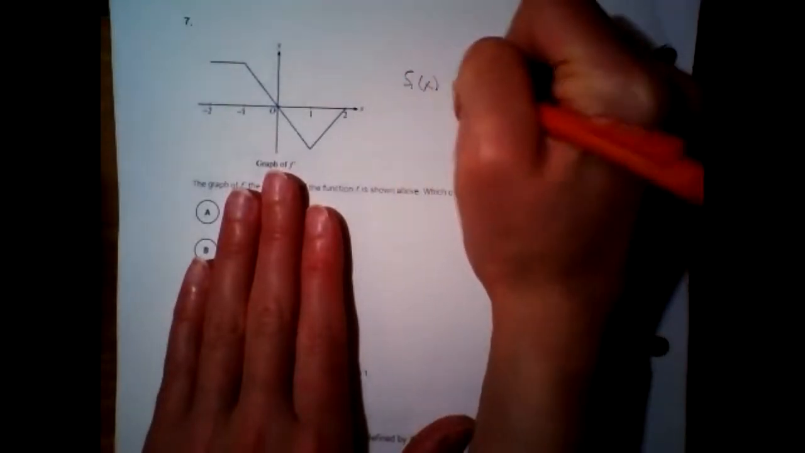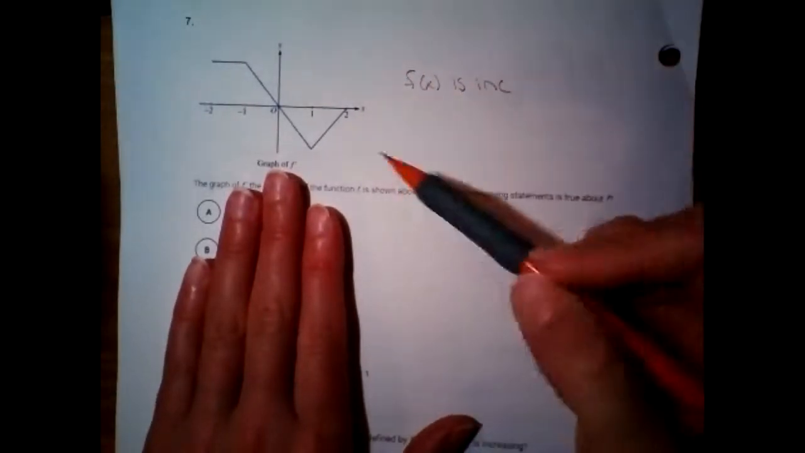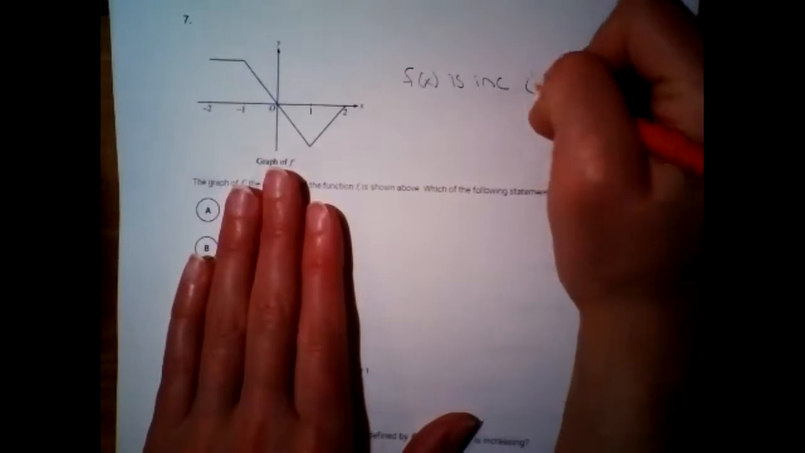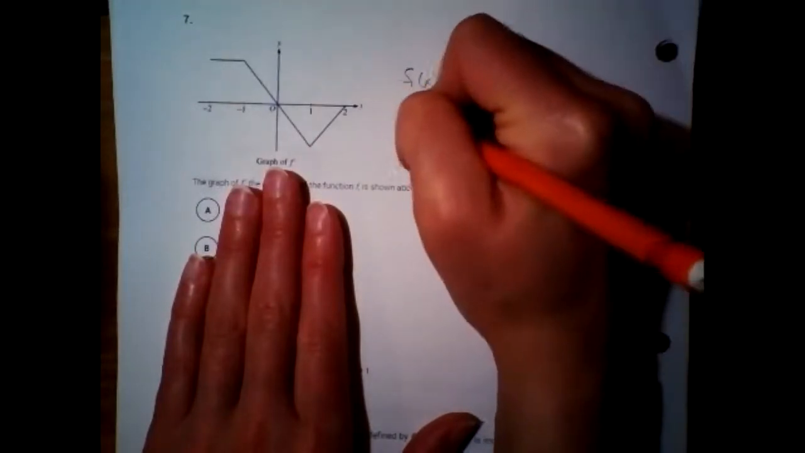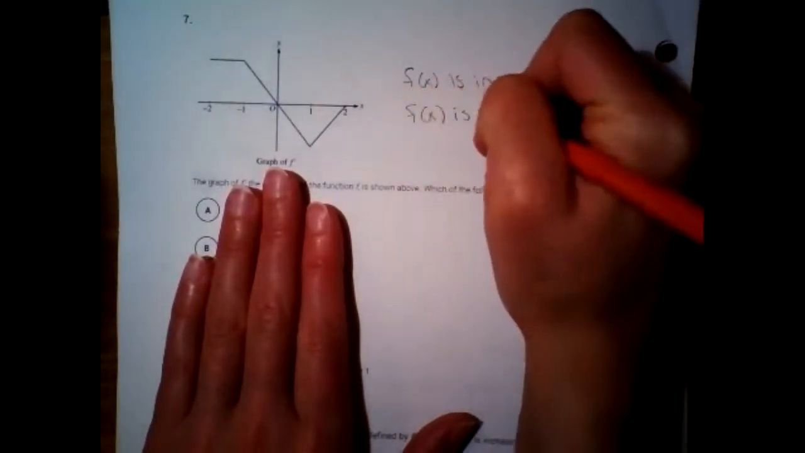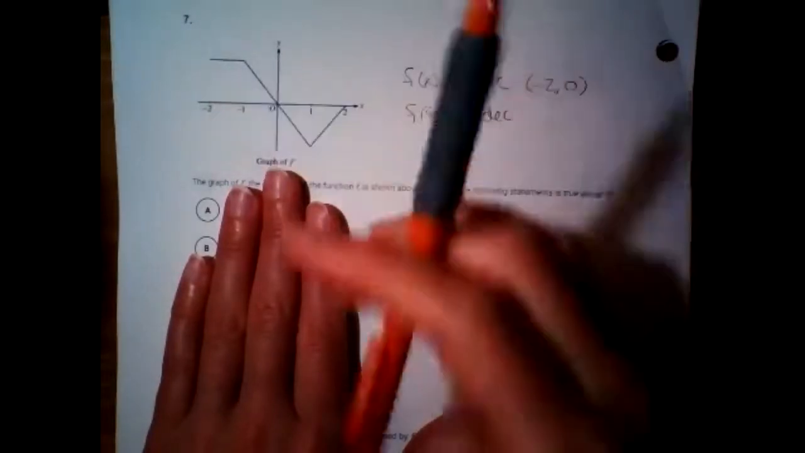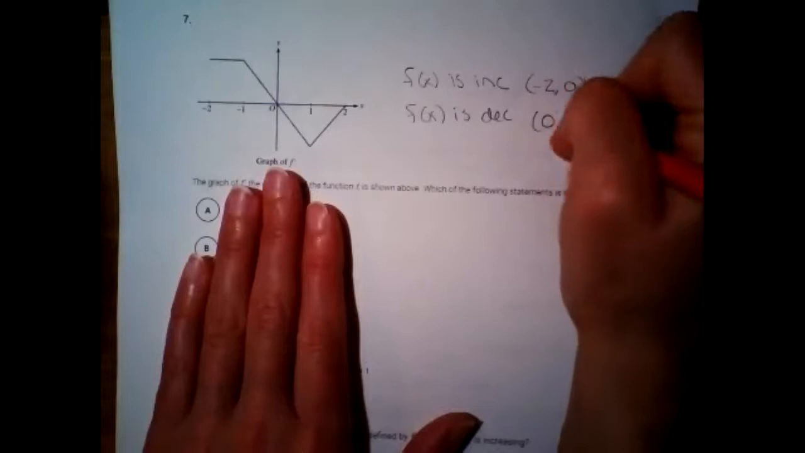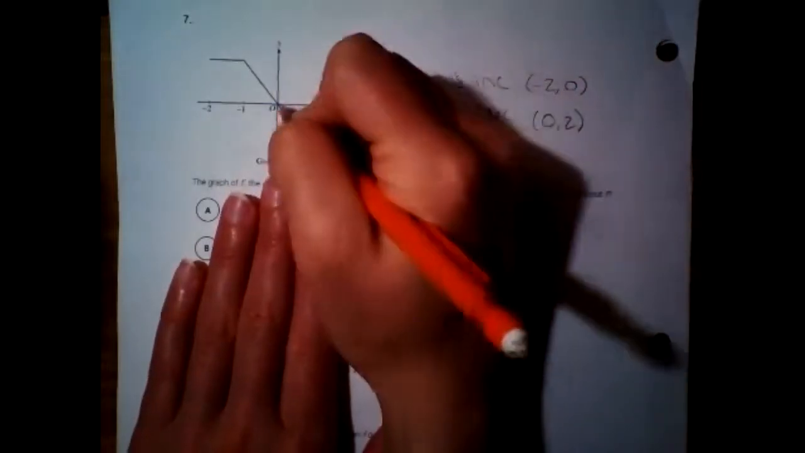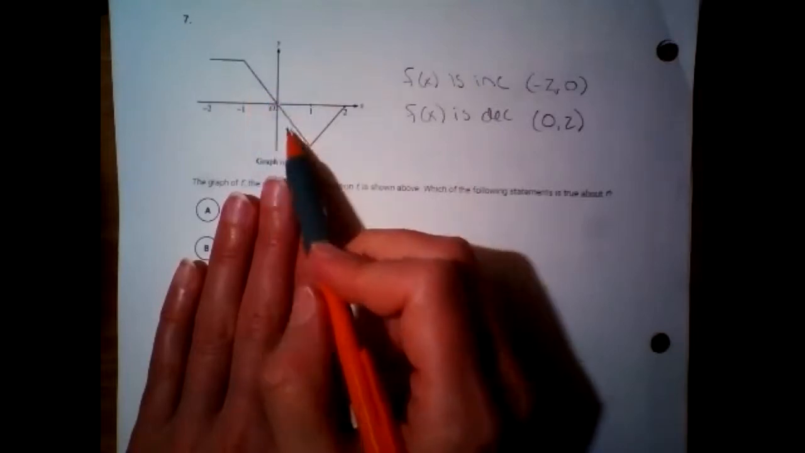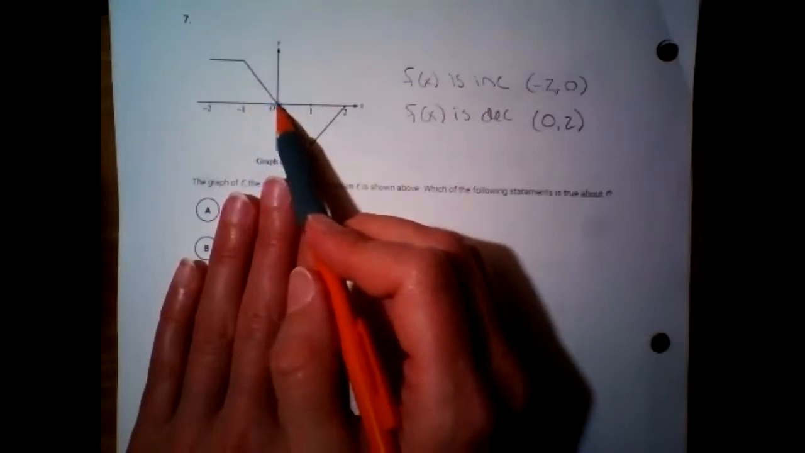f of x is increasing where this derivative is positive, so above sea level. So that would be negative 2 to 0. And f of x is decreasing where this graph is below the x-axis. So that would be from 0 to 2. And this is our critical point. We have a change from positive to negative. So that means a relative maximum at 0.